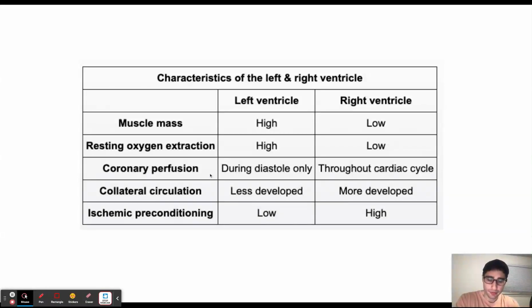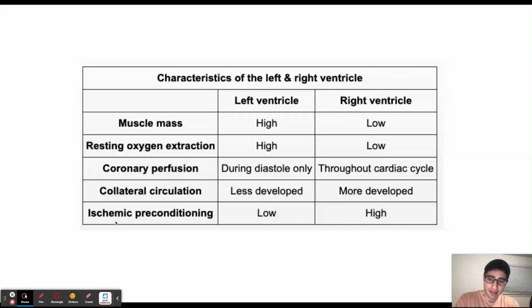Now, the coronary perfusion is going to happen during diastole only with the left ventricle, and with the right ventricle, coronary perfusion is going to occur throughout the cardiac cycle. And in the next slide, we're going to see an image that is going to nicely summarize this. Collateral circulation is going to be less developed within the left ventricle, and in the right ventricle, it's going to be a lot more developed.